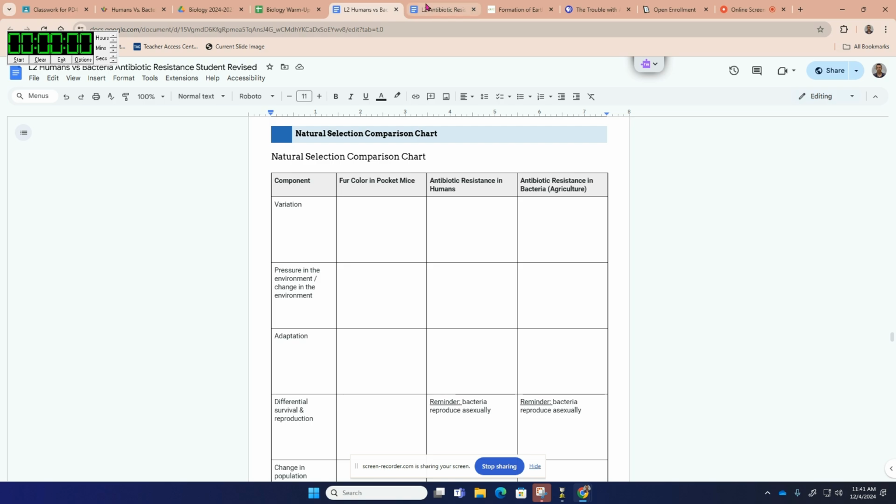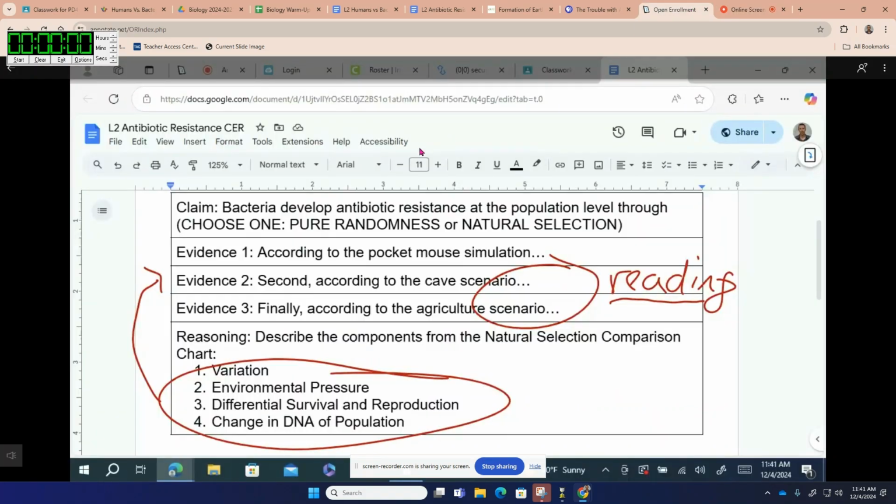So here we have a chart, and I actually want to go to a document somewhere. Where's that at? Oops, not there. Maybe not.